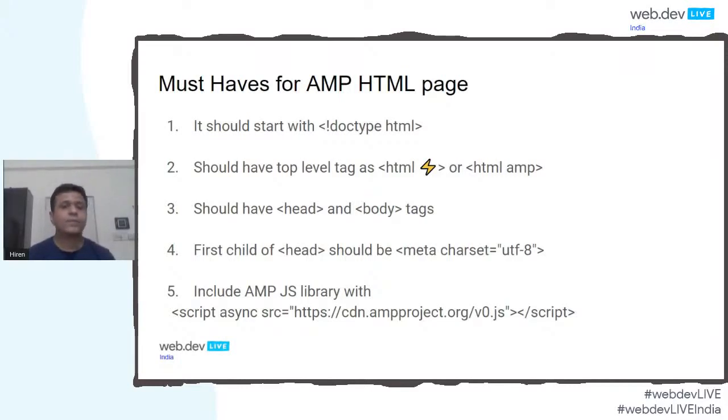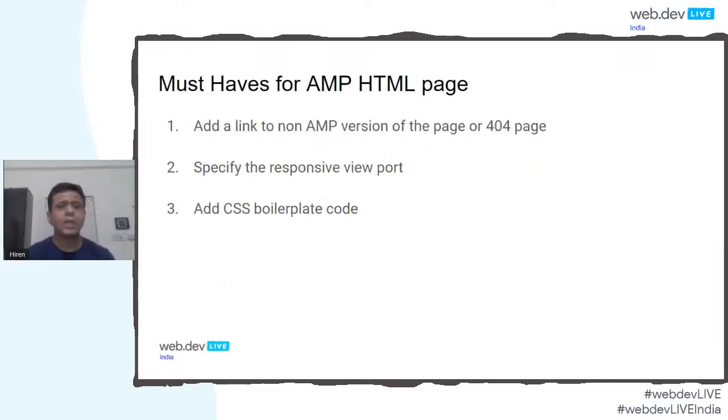The fifth point is you should load the AMP.js library from the AMP CDN. So here, as you can see, we have created a script tag and we are loading this library asynchronously. So this is a must-have for creating the AMP HTML page. You should add a link to your non-AMP version of the page or a 404.